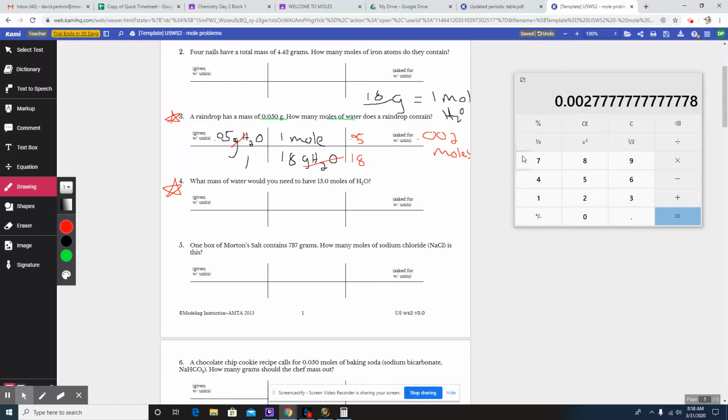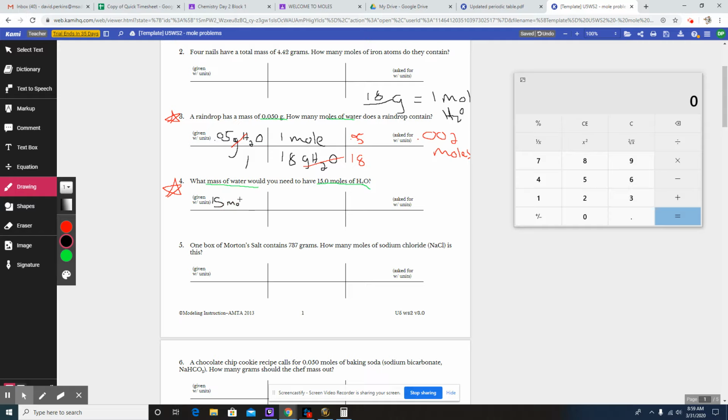Okay, next one. This one's a little harder because it's swapping the order of things, and it's going to test if you know what you're doing. So this says, what mass of water, so I'm looking for grams here, would you need to have 15 moles of H2O? It's kind of worded in a way where you think 15 moles of H2O is what you're ending at, but it's not. That's what's given to you. That's the starting amount.